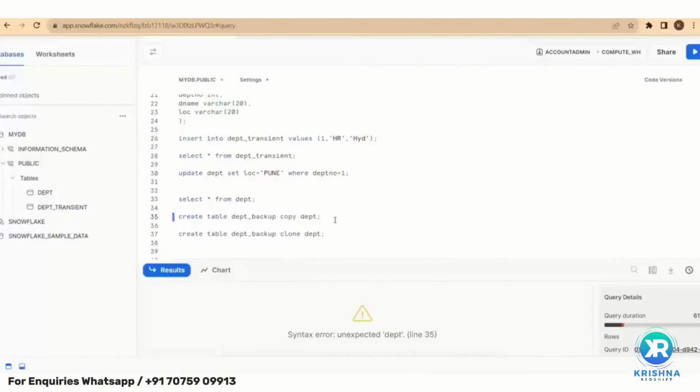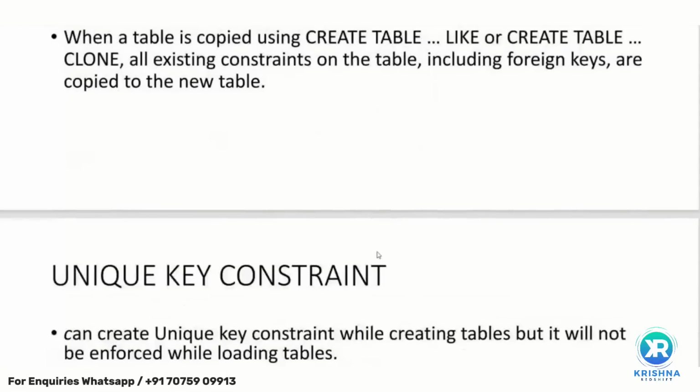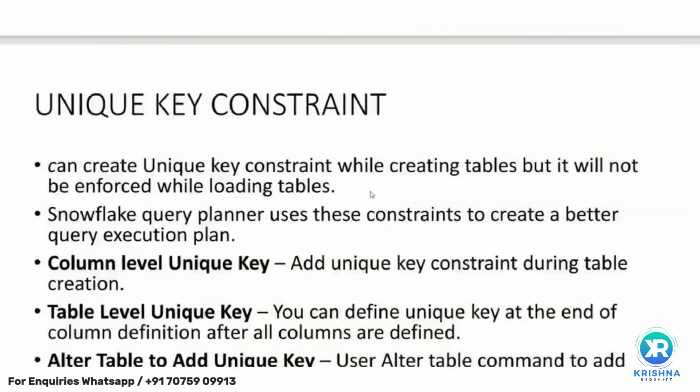We'll see the syntax. First, let's complete this. Okay, create table like or create table clone. Existing constraints, yeah, so everything, data and all, will be copied, including foreign keys and all, copied to the new table. Sure, I will show you how to copy using copy and clone. And yeah, the remaining is all the same.